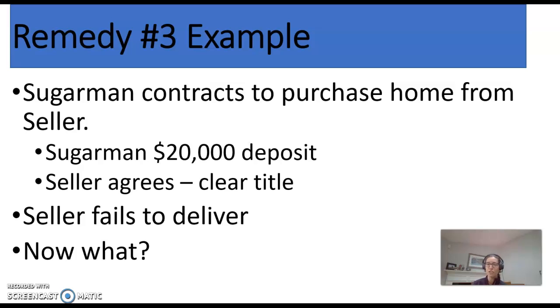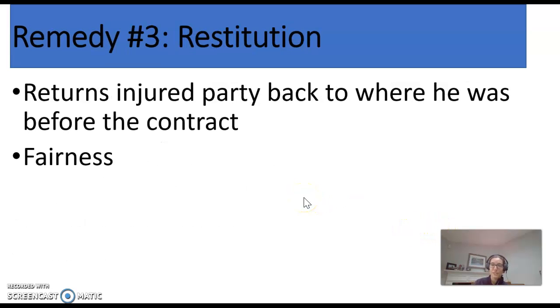I will show up with a check for the rest, and the seller is going to give me clear title, meaning they're going to give me the house free and clear to me. And then the date arrives, and the seller doesn't show up. The seller breaches. So now where am I? I just paid $20,000 for this house, and I didn't get the house, and I'm out $20,000. So now what? In an example like this, the court will apply what's called restitution.